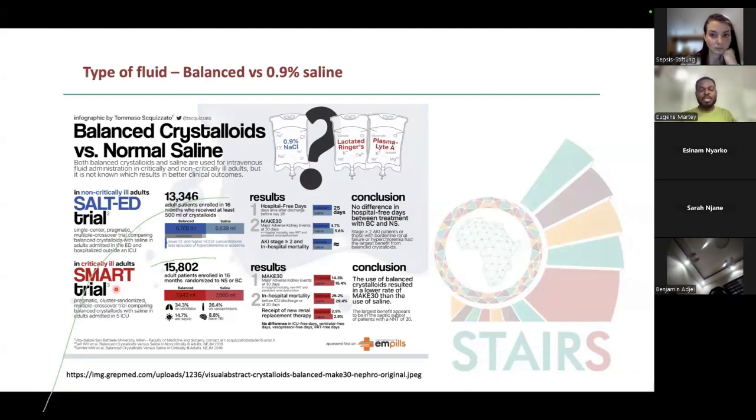So there's one thing we need to take note of. If you have the option to choose between a balanced solution like Ringer's and normal saline, please go for Ringer's lactate. Unless, of course, you have a patient where you're already worried about hyperkalemia, and therefore you may probably want to go the route of normal saline.